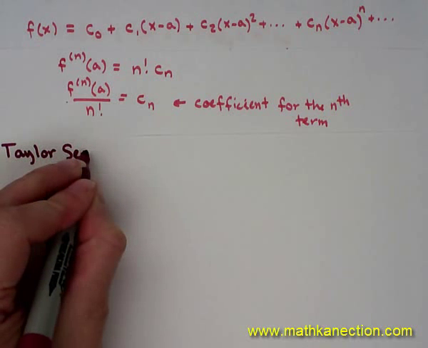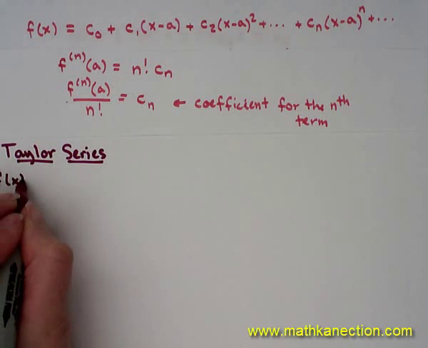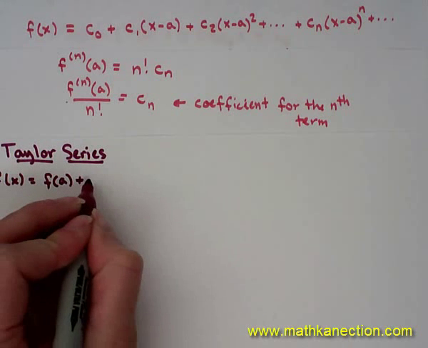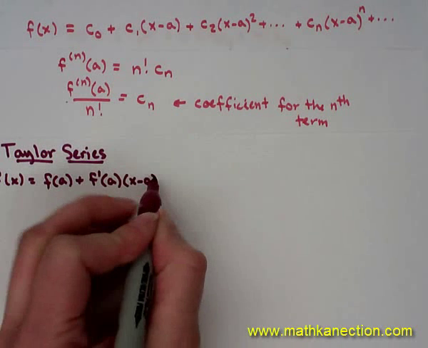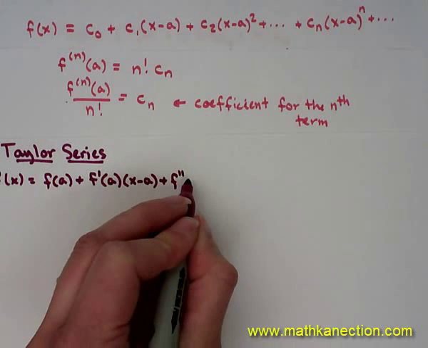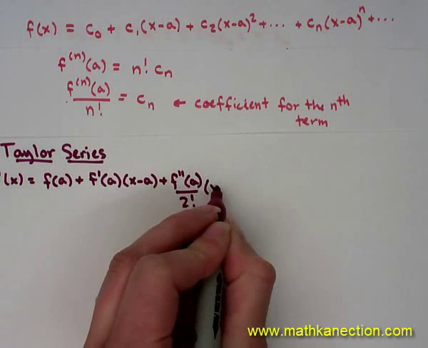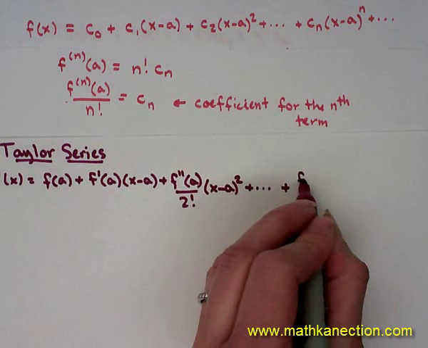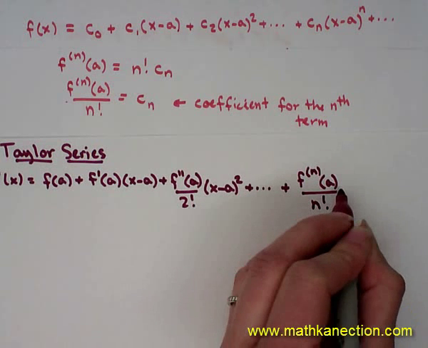So then to write out the Taylor series, f of x is equal to f of a plus the first derivative of f at a times (x minus a) plus the second derivative of f at a over 2 factorial times (x minus a) to the second. And that keeps going until you get to the nth derivative of f at a over n factorial times (x minus a) to the nth.